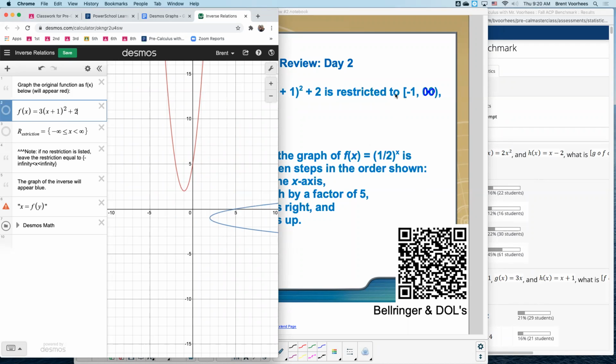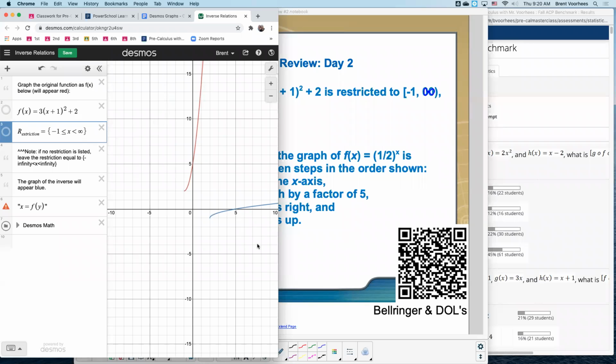And this says the domain is restricted to [-1, infinity). That bracket means it can be equal to -1. So this symbol right there means it can be equal to, that would be a bracket. So I just changed that to a -1. So now I see both the original function and the inverse.